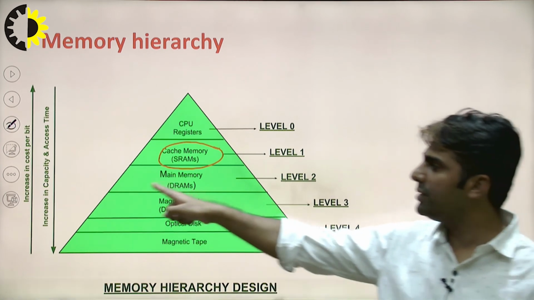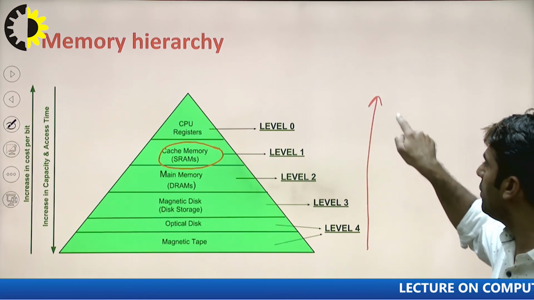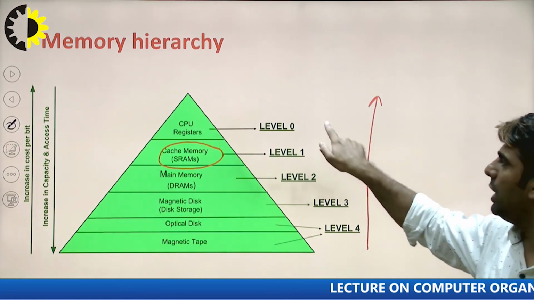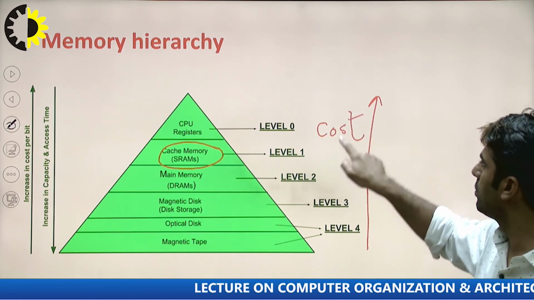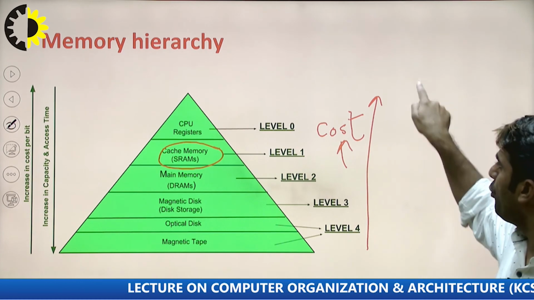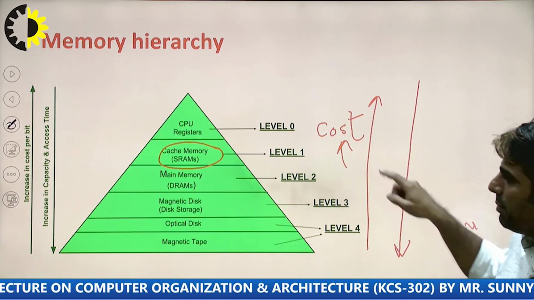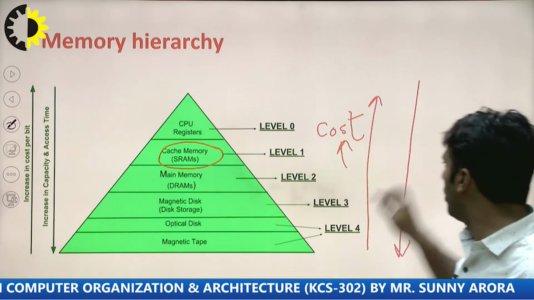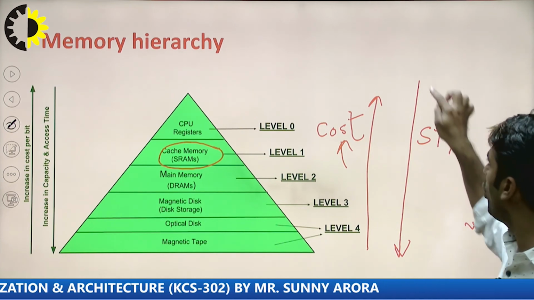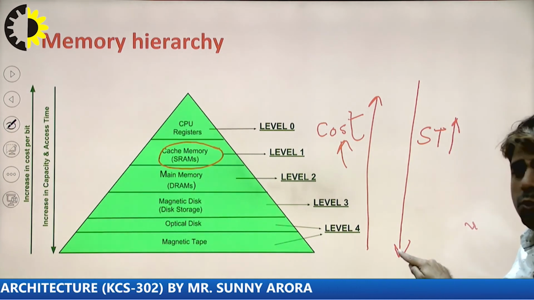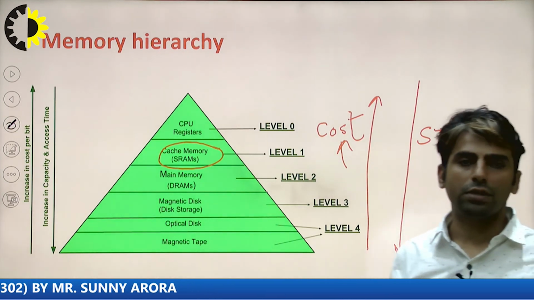From here we should understand one point. If we go from bottom to top, the cost will increase. And if we go from top to bottom, the access time and the capacity will increase. Or you can also say the search time will increase if we go from top to bottom. Also, the storage capacity will increase.